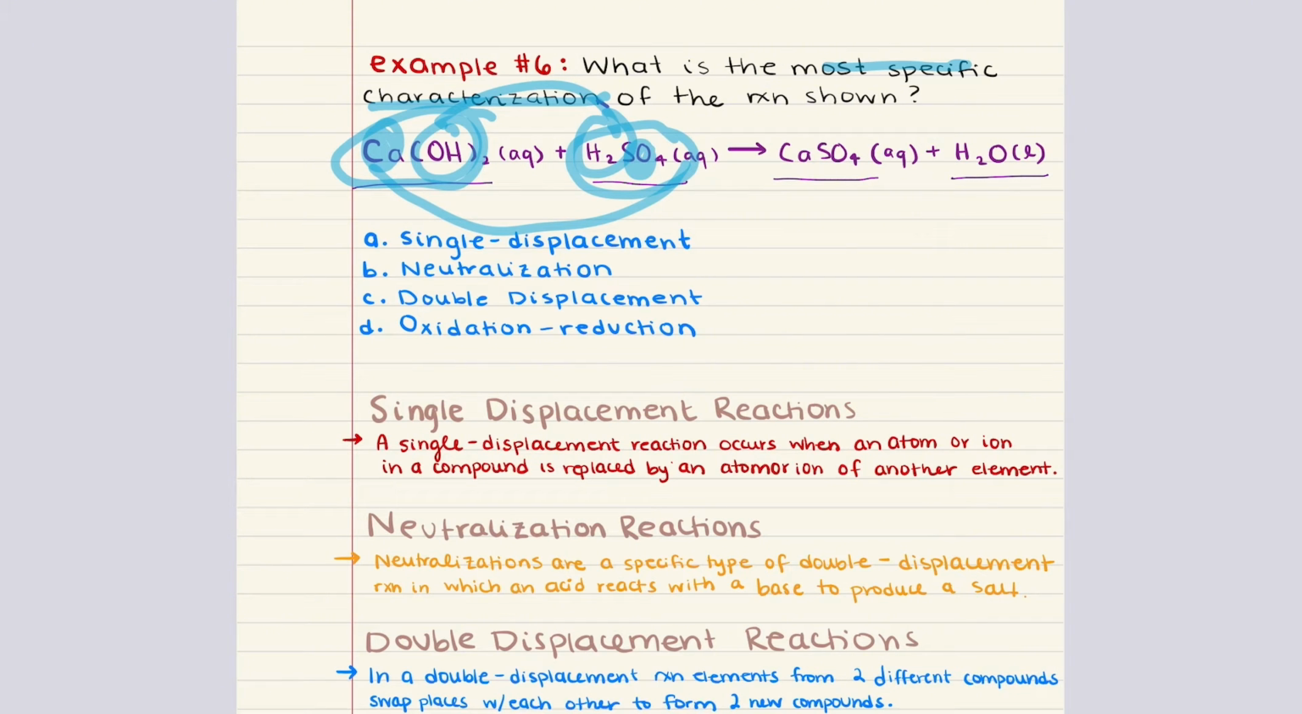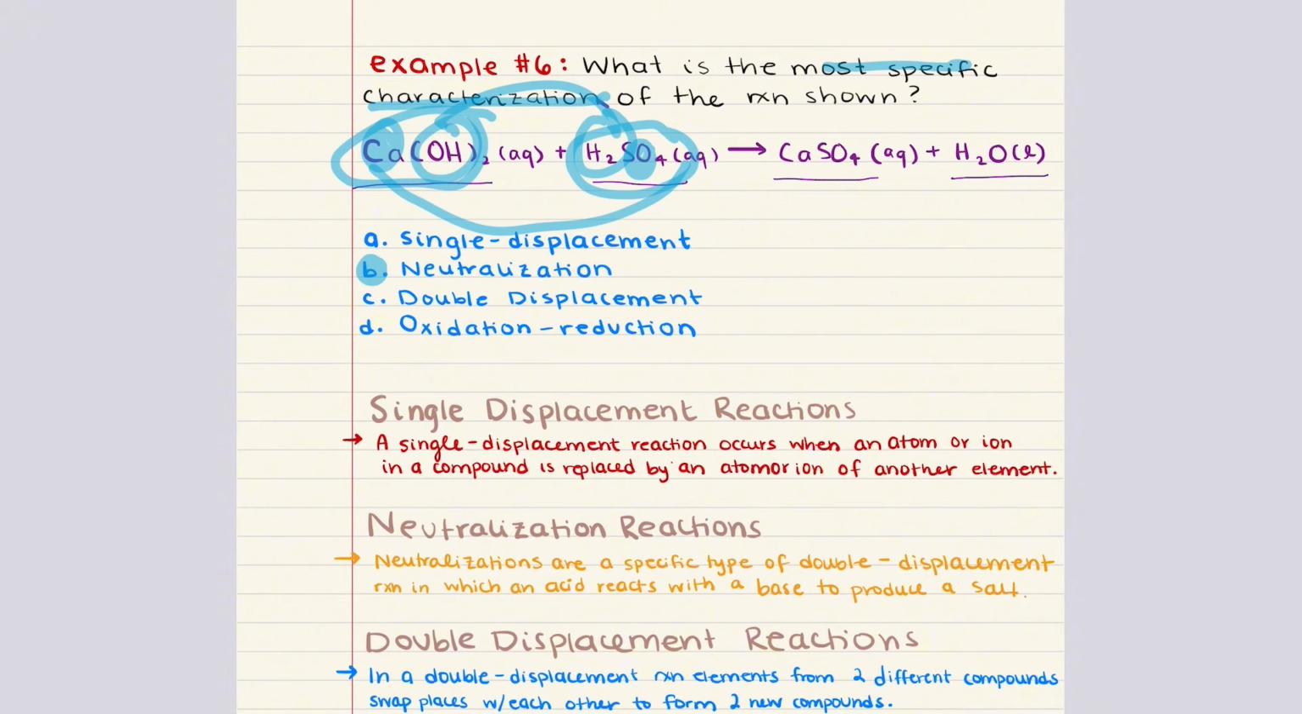We see our double displacement. Neutralization is a specific type of double displacement, so this is the best characterization of the reaction that we're given. The correct answer is B. Now, C says double displacement, and while that is correct, neutralization is a more specific description of our reaction.